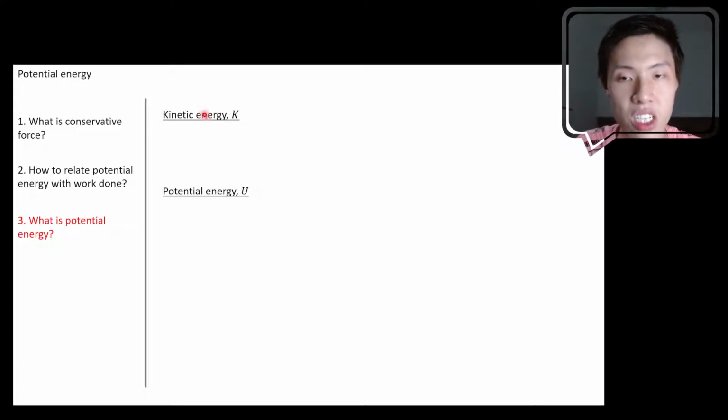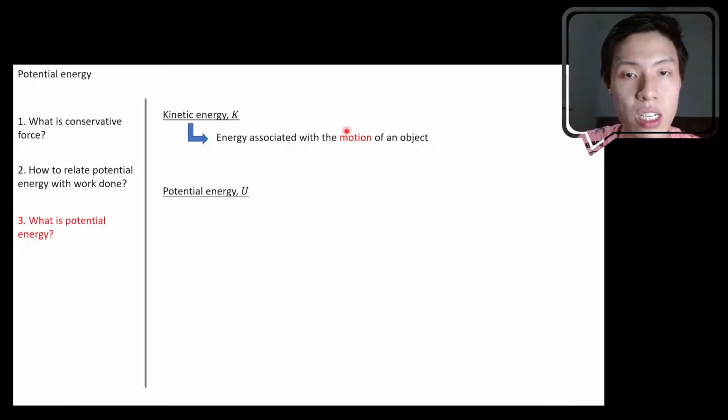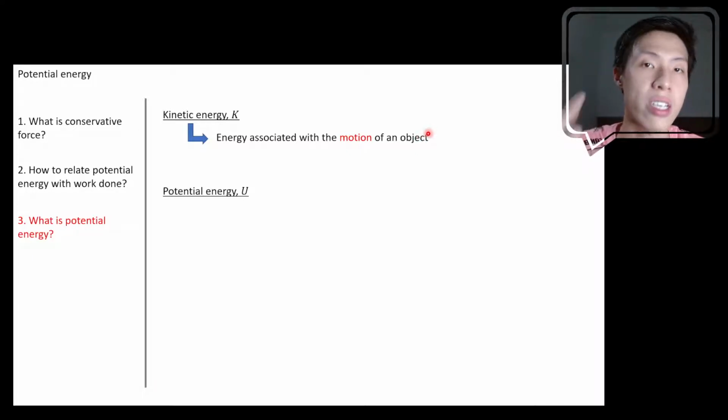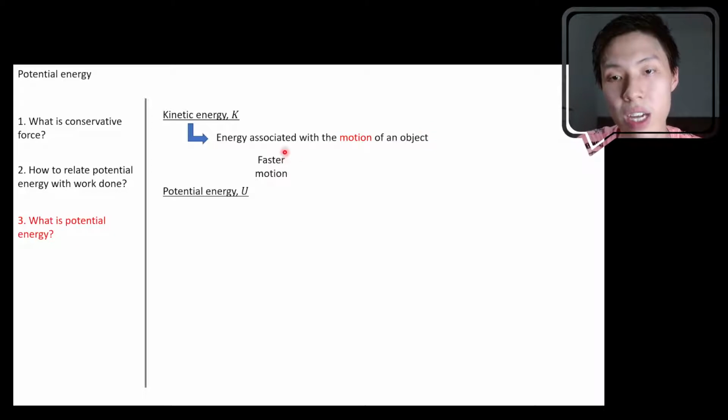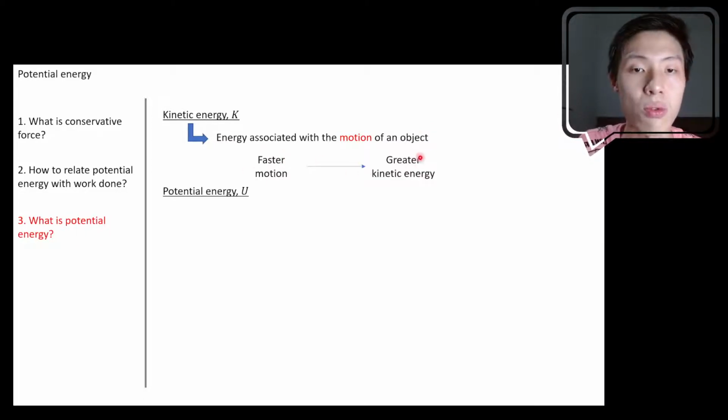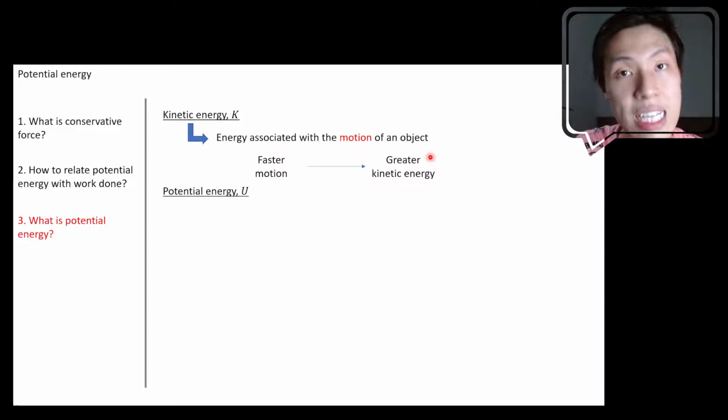So kinetic energy, we call it the energy associated with the motion of an object. So if an object moves, it will have some kind of speed, therefore it will have kinetic energy. If an object has a faster motion, or we can call it greater speed, then it will cause the object to have greater kinetic energy.